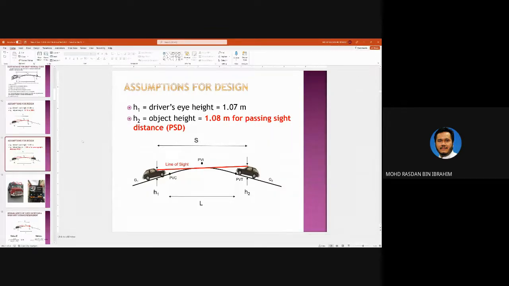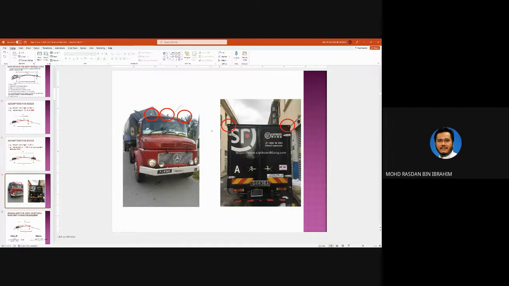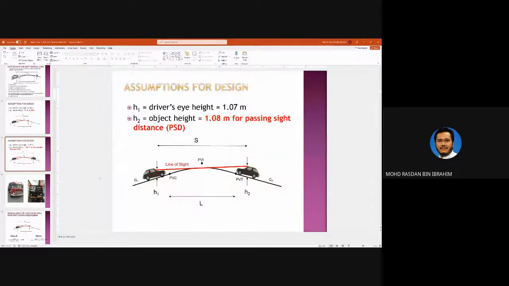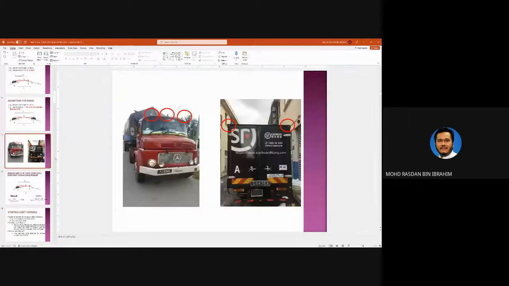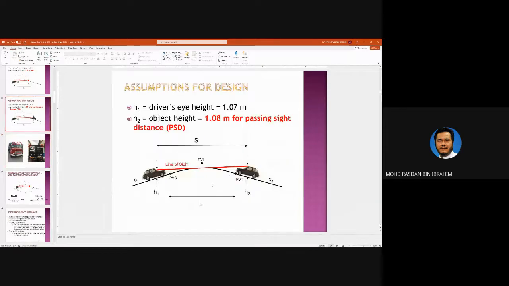So this is why heavy vehicles have lights on top of them and behind them here. This is to make sure at night you can see the lights on top of the heavy vehicle, to help you to see, because the headlights here are still hidden below the curve here. You can see the top part first.